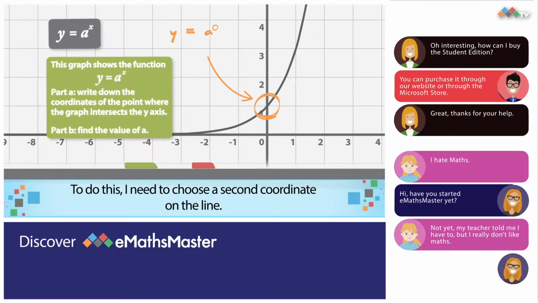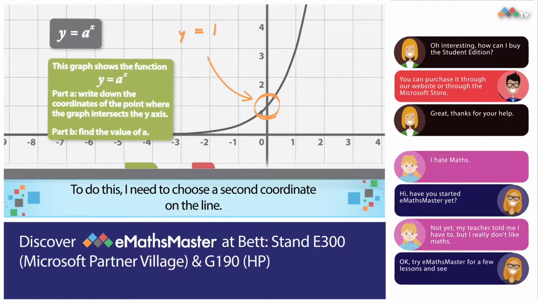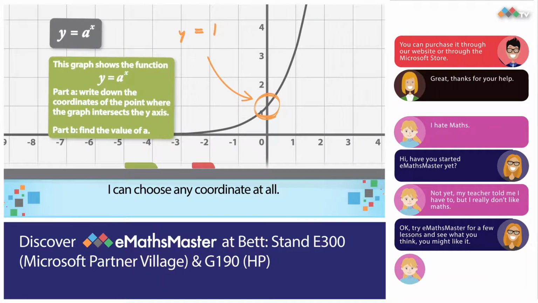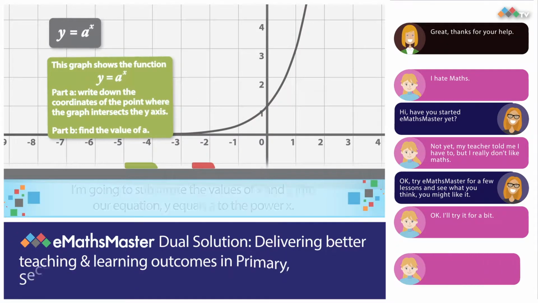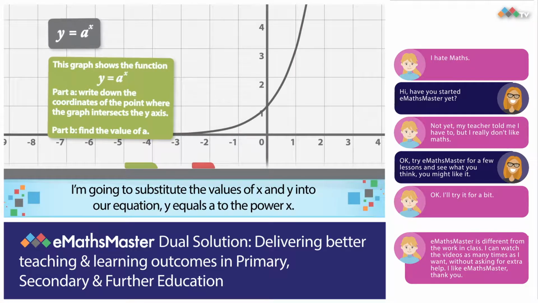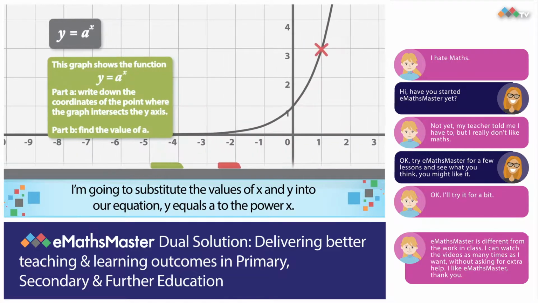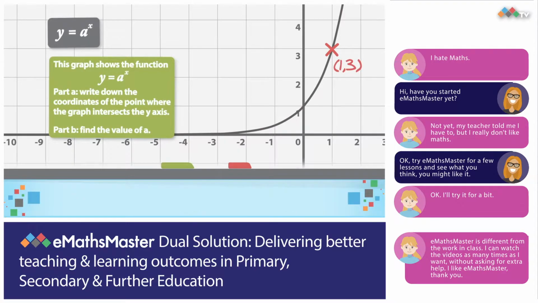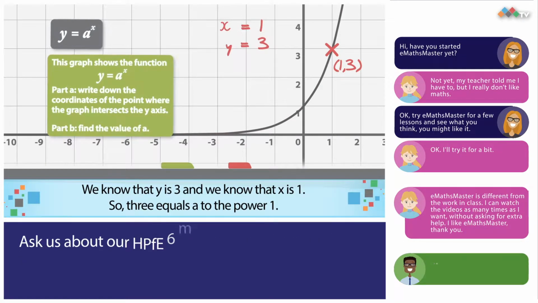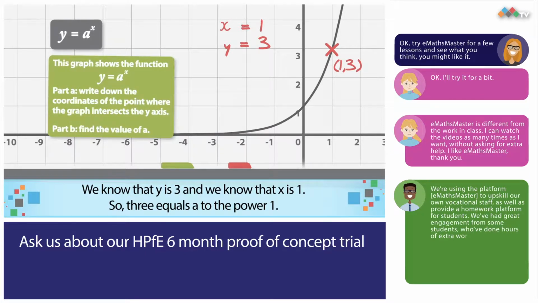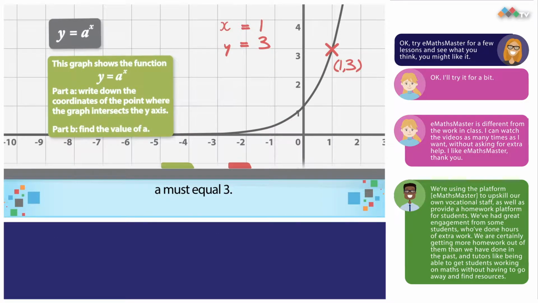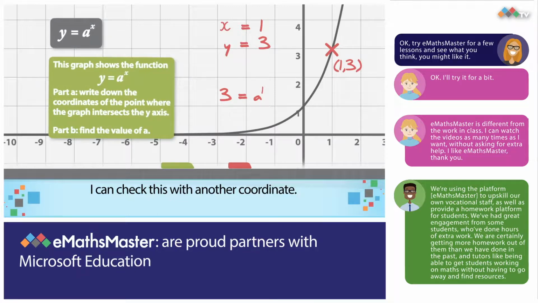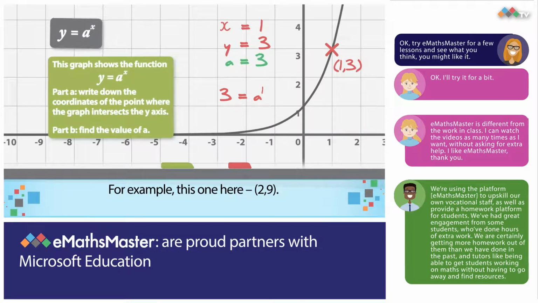Moving on to part B of the question, find the value of a. To do this, I need to choose a second coordinate on the line. I can choose any coordinate at all. I'm going to choose a simple one here, 1, 3. I'm going to substitute the values of x and y into our equation, y equals a to the power x. We know that y is 3 and we know that x is 1. So 3 equals a to the power 1. A must equal 3. I can check this with another coordinate, for example this one here, 2, 9. I think that a equals 3.